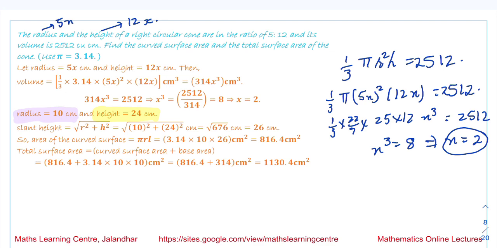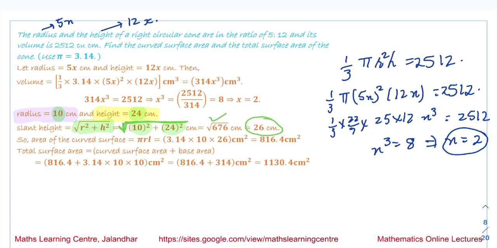Now we have the value of radius and height, and we know the formula for the slant height is square root of r square plus h square. Value of radius is 10, so it is 10 square, plus height 24, 24 square, and the whole square root. When you solve this, you will get the square root of 676, and the square root of 676 is 26 centimeters.